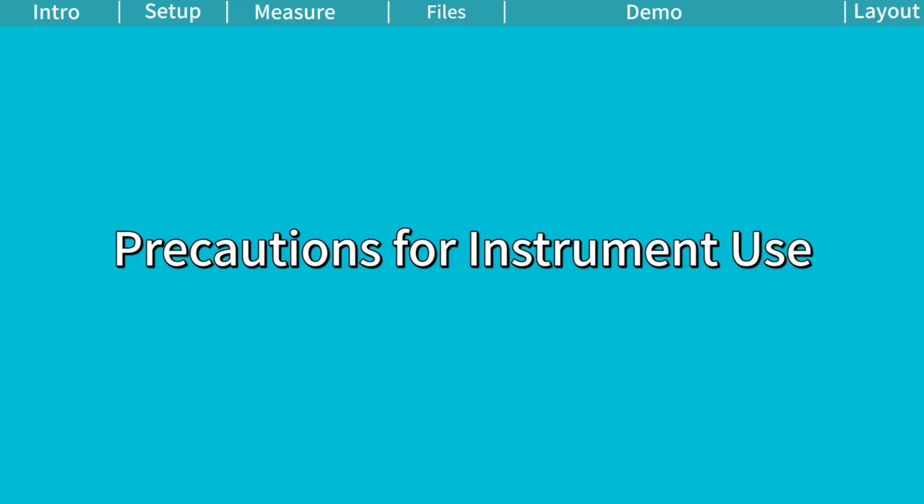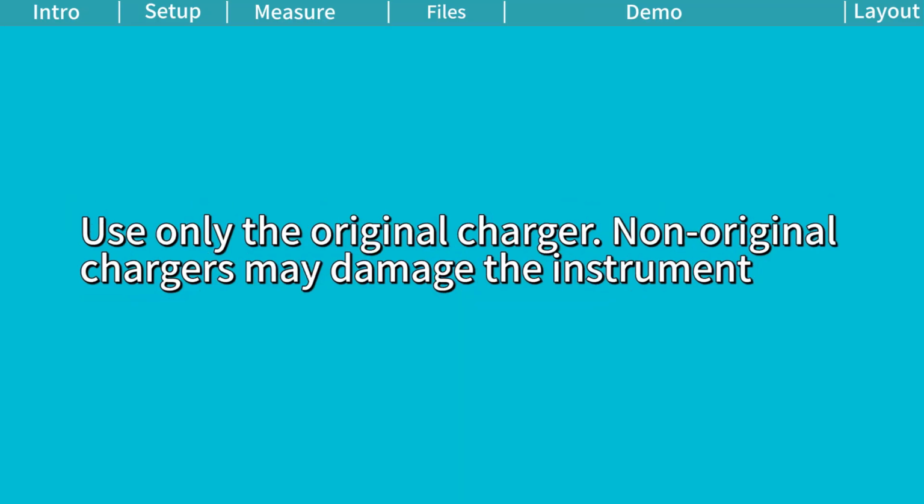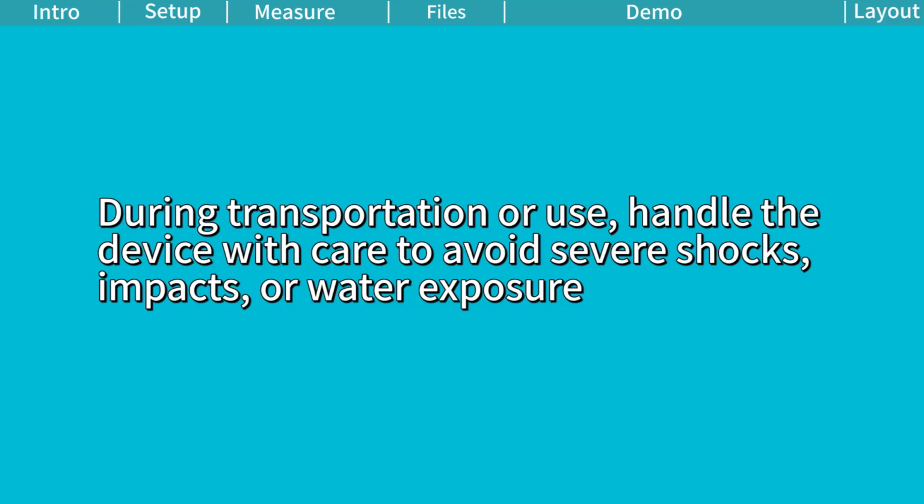Precautions for instrument use. Regularly check the battery level and keep it charged. Ensure sufficient power during operation, and turn off the device after use. Use only the original charger. Non-original chargers may damage the instrument during transportation or use. Handle the device with care to avoid severe shocks, impacts, or water exposure.